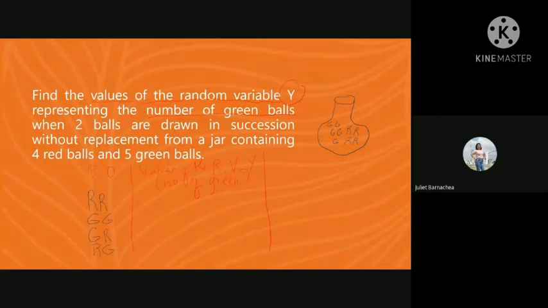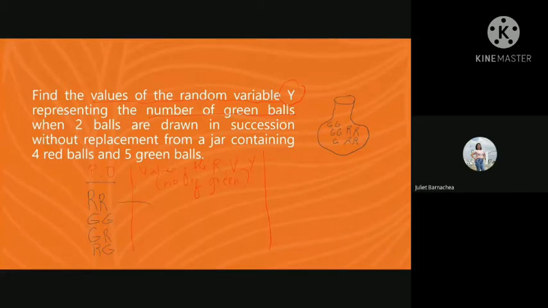So kahit saan natin paikot-ikutin, ito lang yung possible outcomes na pwede lumabas. Kahit ibalik ko na ibalik yan, walang ibang chance kundi ito. So these are now the possible outcomes. From here, we will count the number of green balls in each outcome.